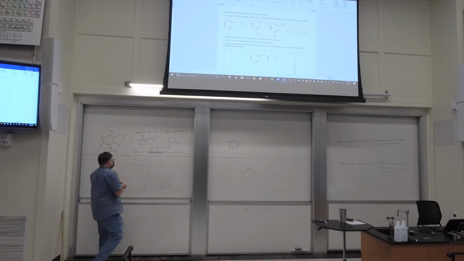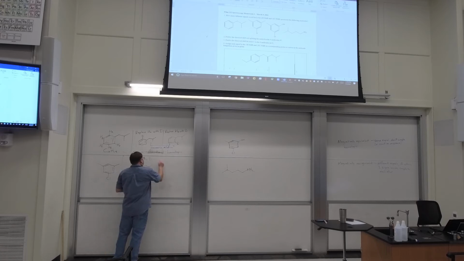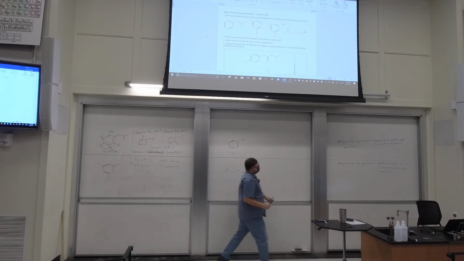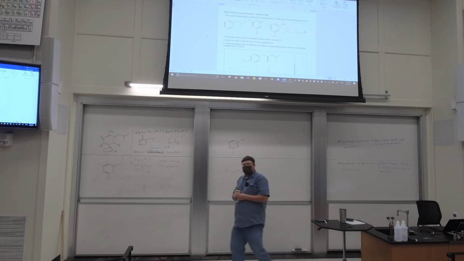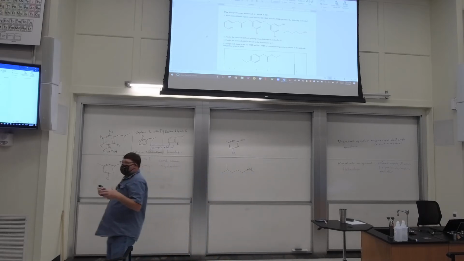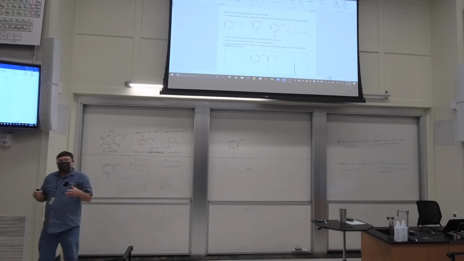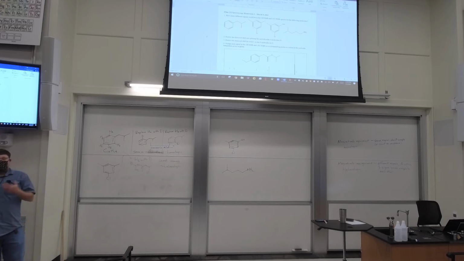So the answer here is, if you get constitutional isomers, these are heterotopic. Heterotopic atoms are magnetically non-equivalent. If they're neighbors of one another, and we'll get to that in a second, they will couple to one another. They'll split each other's signals.